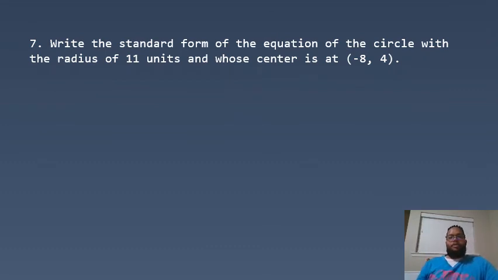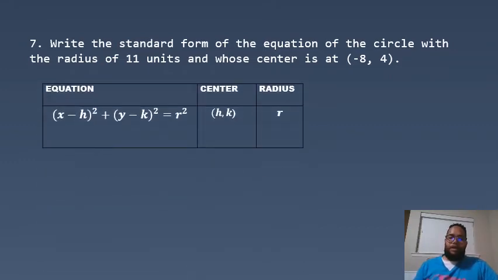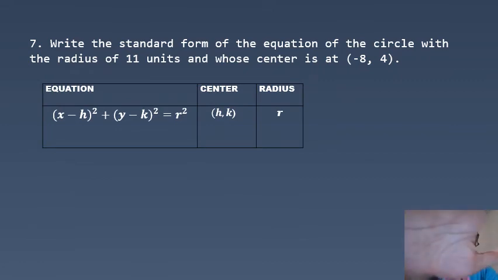Write the standard form of the equation of the circle with the radius of 11 units whose center is at (-8, 4). So don't forget to flip those signs and don't forget to square your radius. Go ahead and give it a try. Ready, set, pause.